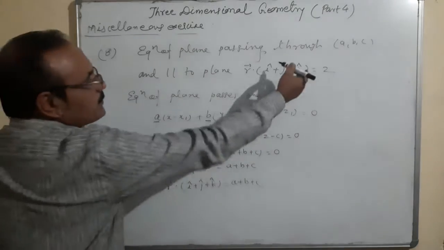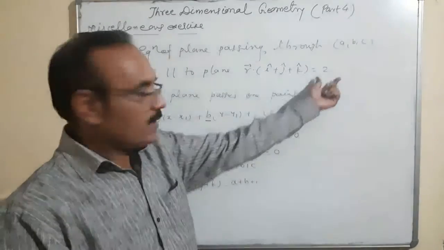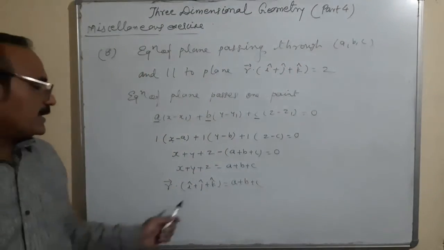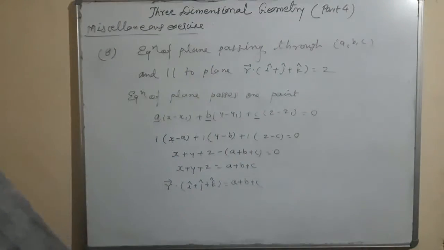Only this is the difference between these two. Here the difference is 2, and here it is a plus b plus c. So that is the equation of the plane passing through ABC and parallel to the given plane.